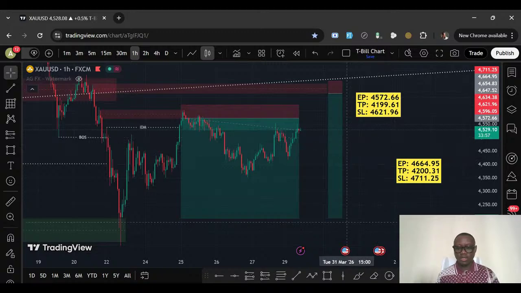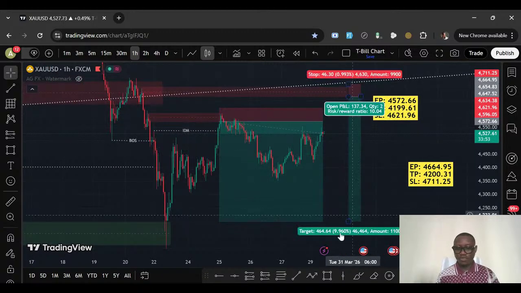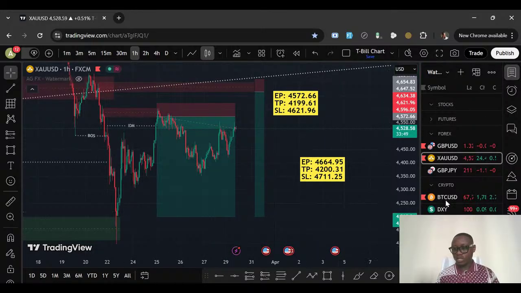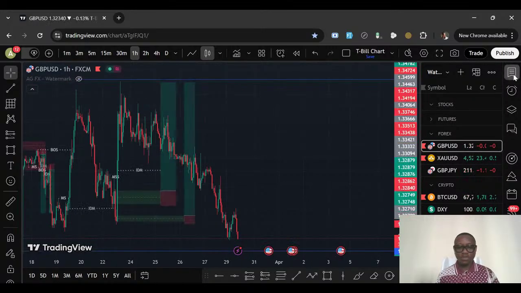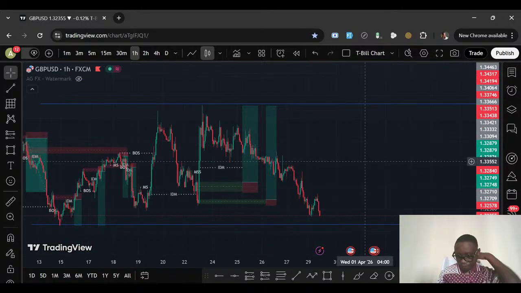All right. So this is my analysis for XAUUSD for today. Now let's head to GBPUSD. Let's see what the market got for us today.